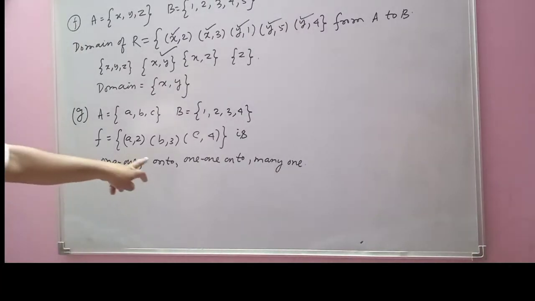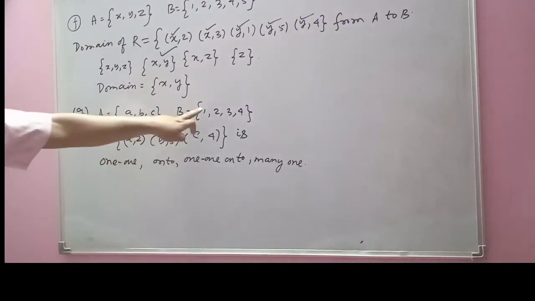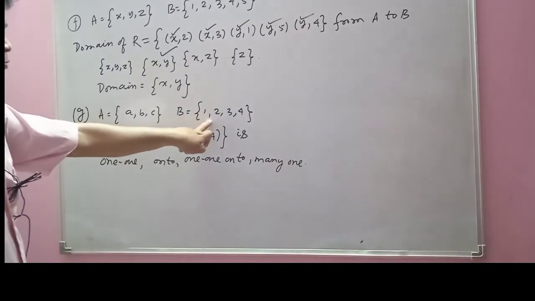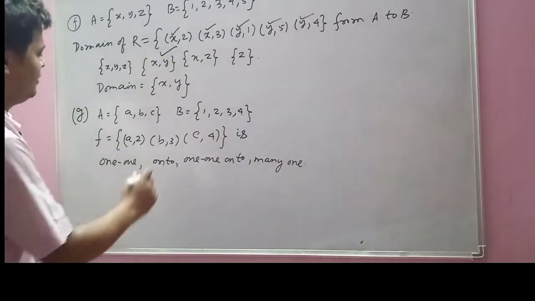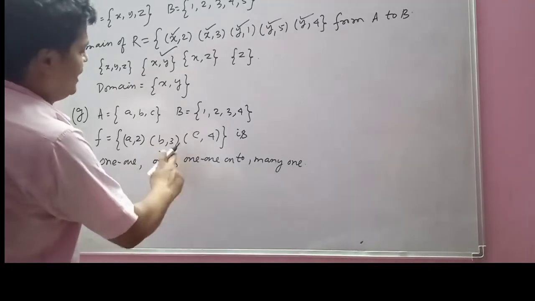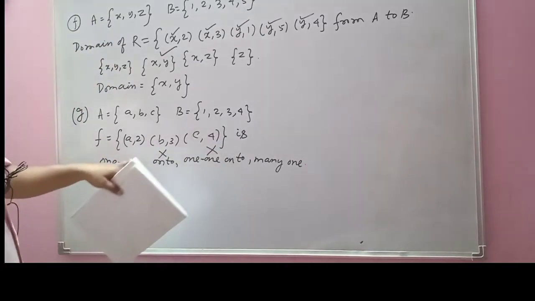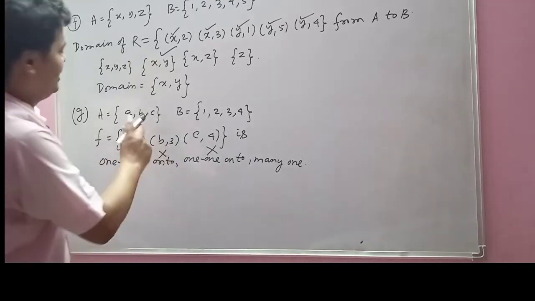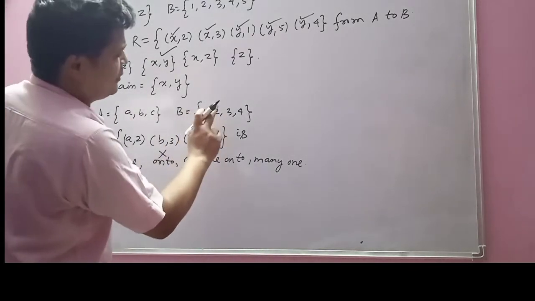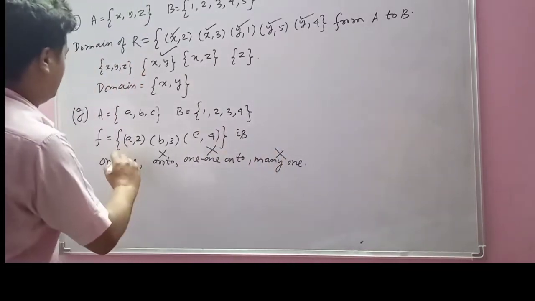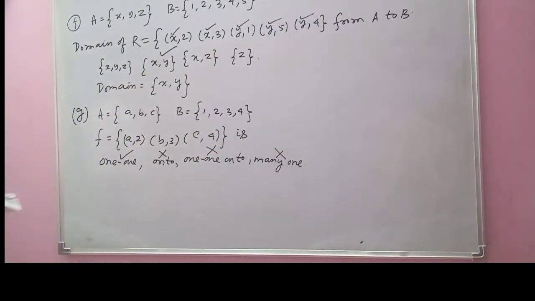Look, this function cannot be onto because the range is {2, 3, 4}, which is not equal to {1, 2, 3, 4}. So it can't be onto. Because it is not onto, it can't be one-one onto, and it can't be many-one. Many-one means many elements have a single image, that is also not possible. So the only possibility is one-one; the function is one-one.